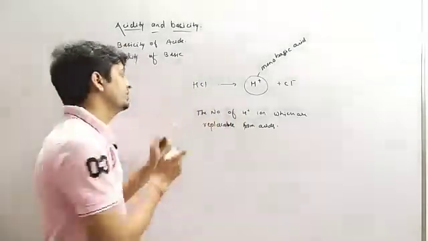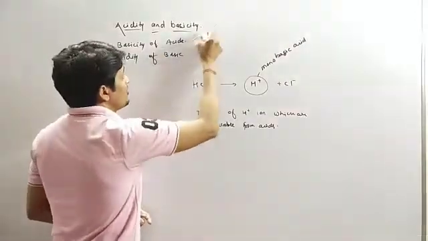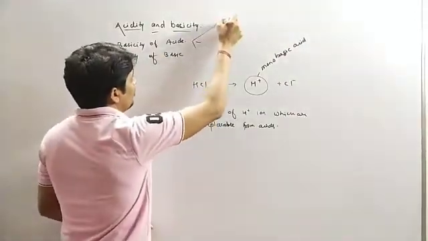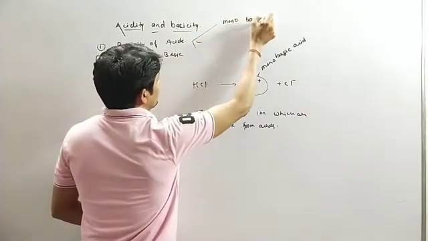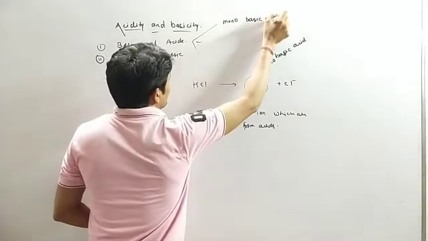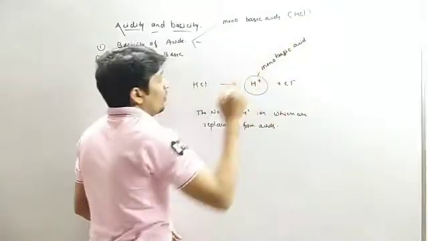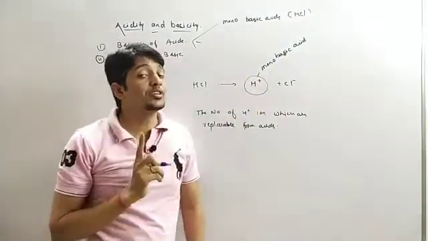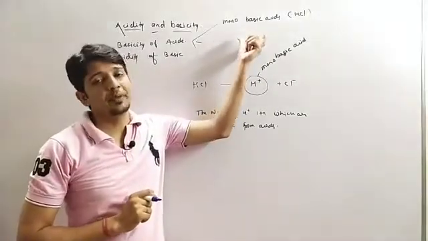So this is the first example. In the basicity of acids, the first type is the monobasic acid, which is HCl, because it has only one H positive ion which is replaceable. That means this is a monobasic acid.